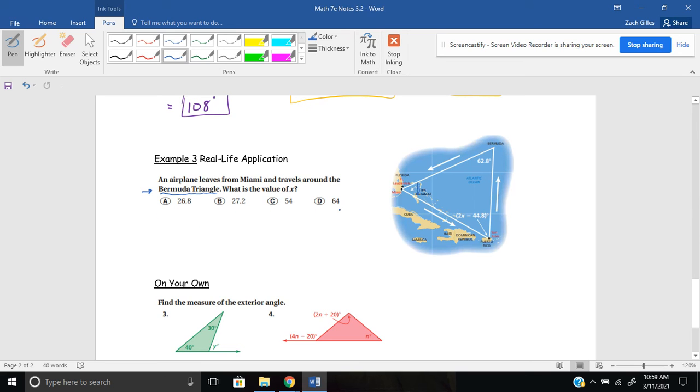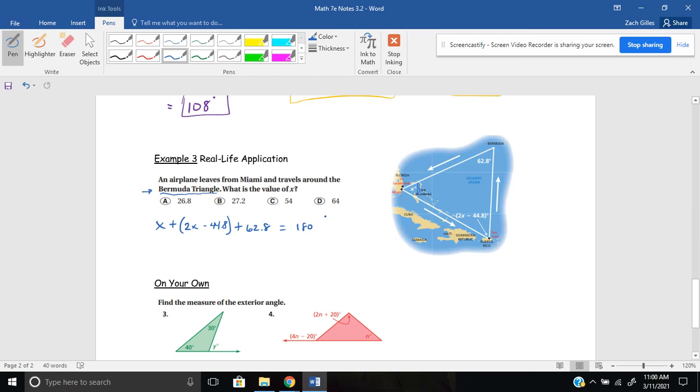We're trying to find the value of x here. Well, first off, notice that we're dealing with interior angles. So we should be thinking about the rule of all of our interior angles adding up to 180 degrees. So let's do that. My first angle is x, plus another angle is 2x minus 44.8, plus my last angle is 62.8. And when I add those together, they should sum to 180 degrees.